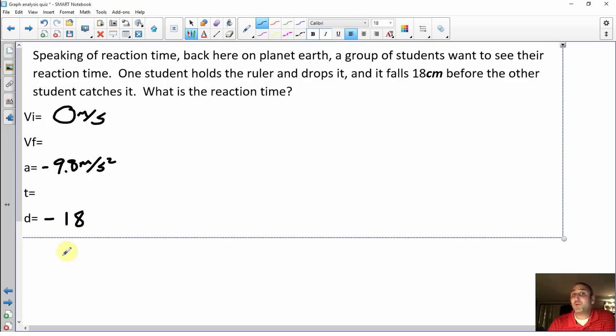Now I want you to remember what a meter stick looks like. It's about this big, and it didn't fall 18 of those. It's 18 centimeters, which means it's 0.18 meters, if you remember. So that's a little hiccup for everybody. And what is the reaction time?